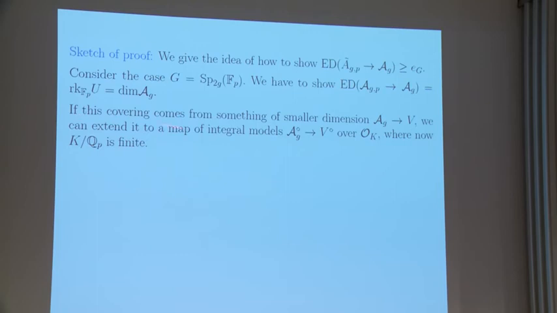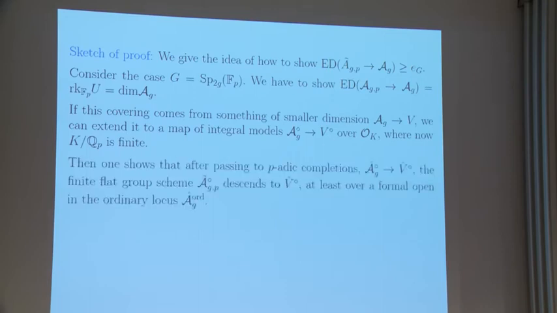So first of all, this has some nice integral model, and then I can make an integral model of V over OK, where now I switch settings: K was algebraically closed before, but now I assume K over QP is finite. So there's some kind of specialization argument that allows you to do that. Okay, so this is now an integral thing. And then what you actually want to do is pass to the p-adic completion, and then this AG twiddle that I had before, this was this FP local system.